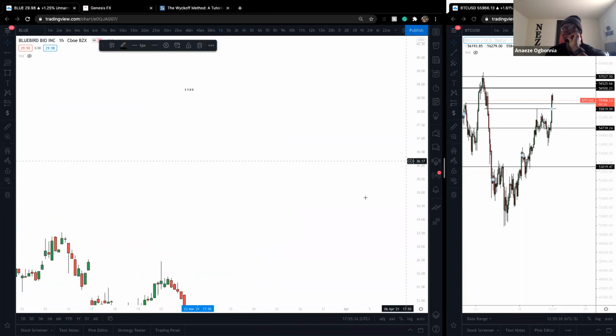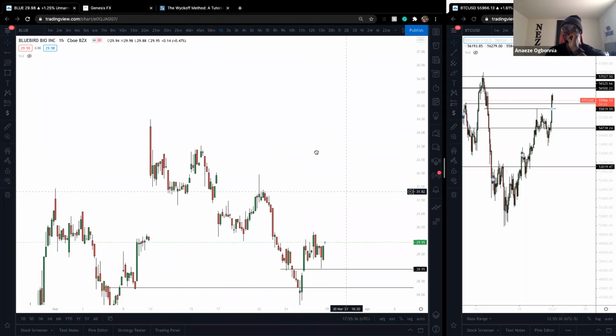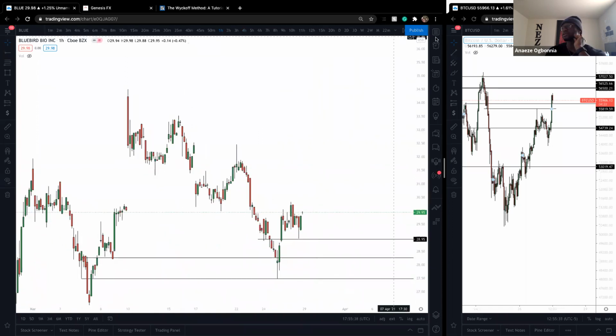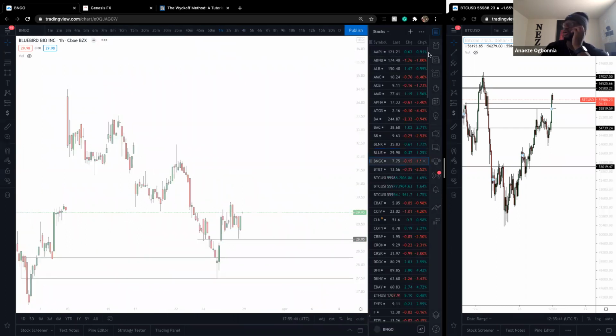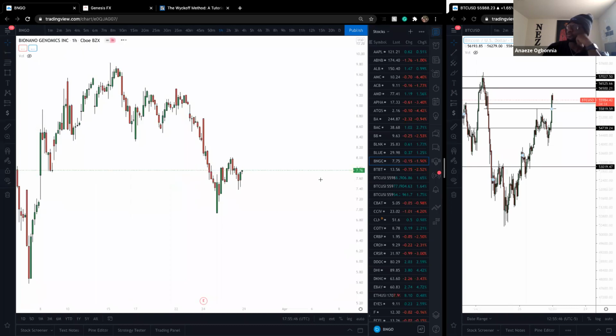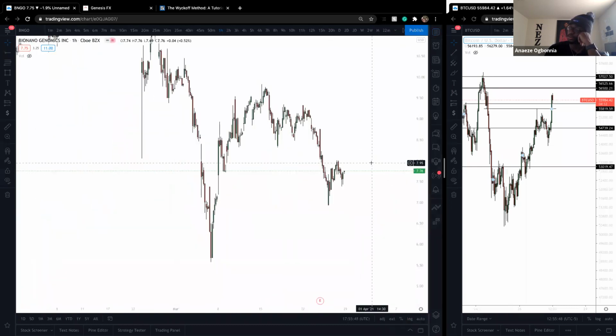But of course, you have to check the lower time frames. You know, it doesn't look bad. It doesn't look too bad. But I am bullish on J Blue. Is this Blue or is this Blue? Is this Blue? Okay. Yeah. I'm bullish there. Alrighty.